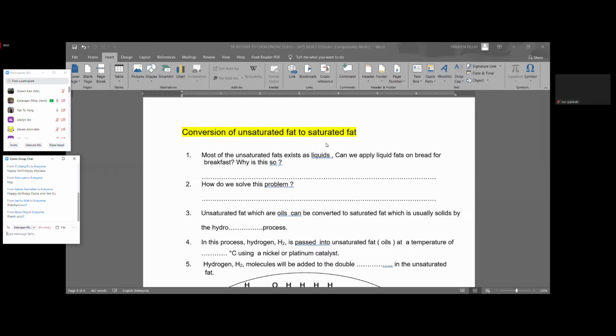What's the purpose of converting? We do this because we want to produce substances like margarine. Margarine is like a paste. Remember, it's solid. You can apply it on a bread. You can't apply oil on your bread, correct or not? And we use margarine sometimes for baking also, to make cakes, to make biscuits.